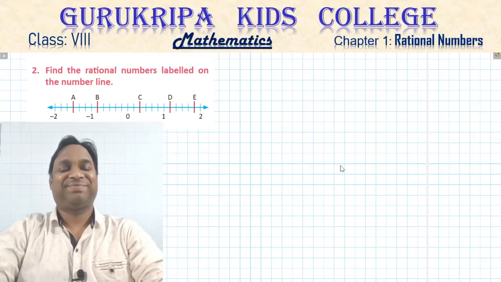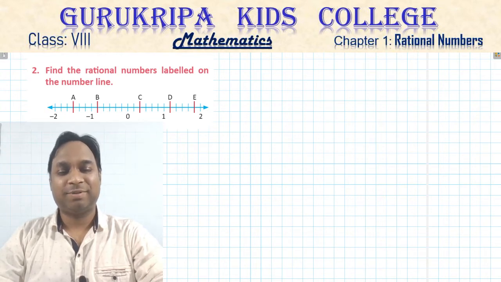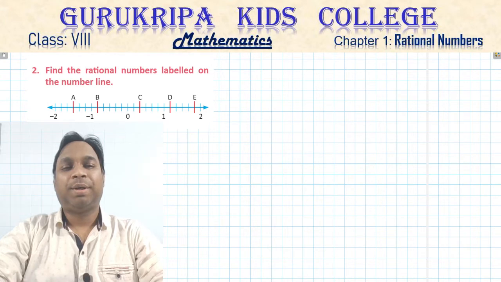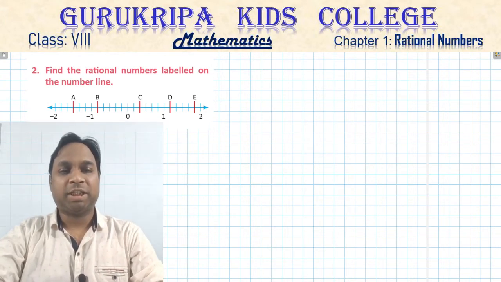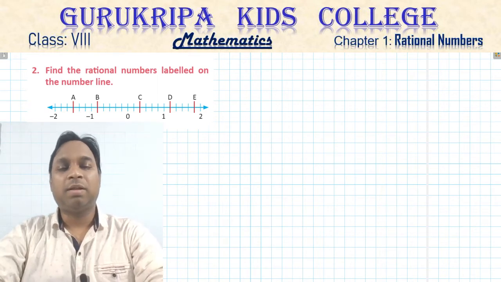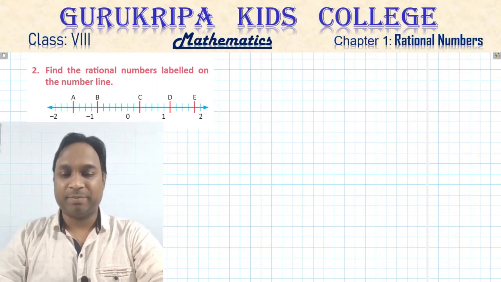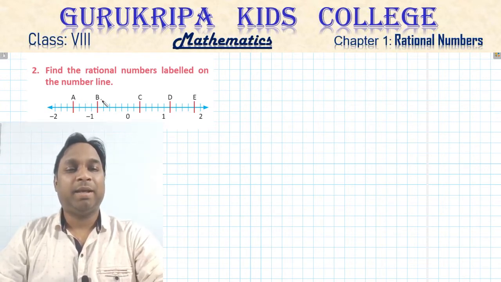Hello students, in the previous class we were looking at the questions. We had talked about question number 1. Question number 2 is there on the screen. Find the rational numbers labeled on the number line. Now A, B, C, D, E. There are 5 numbers on the number line. Can you see the numbers? A, B, C, D, E.